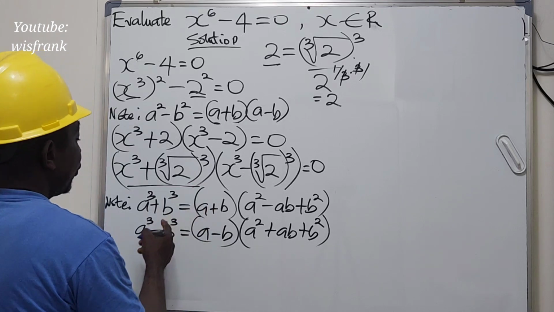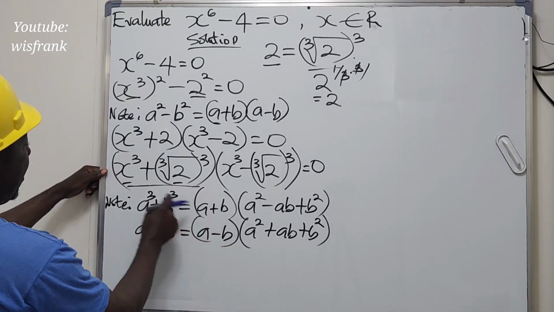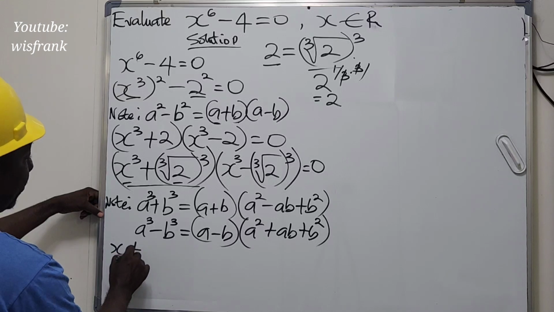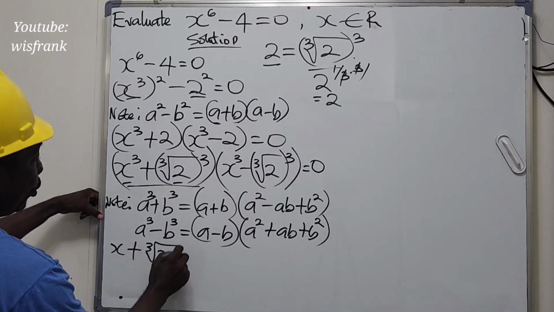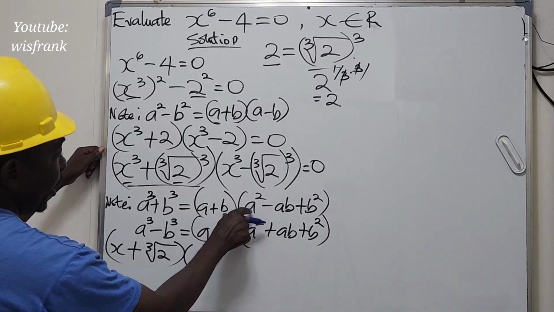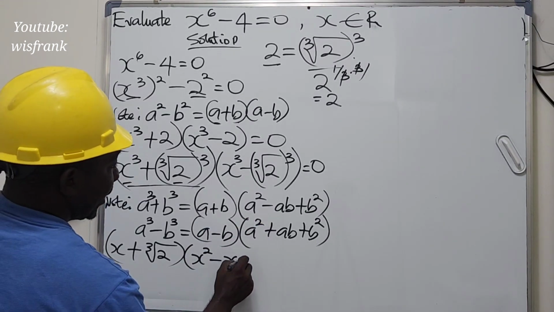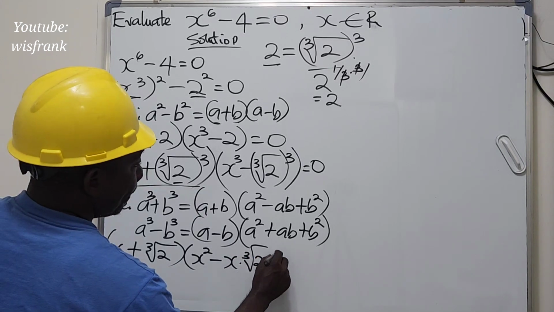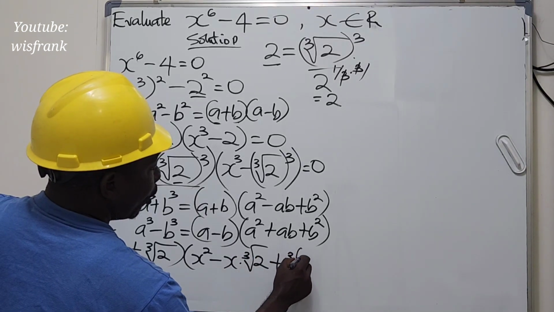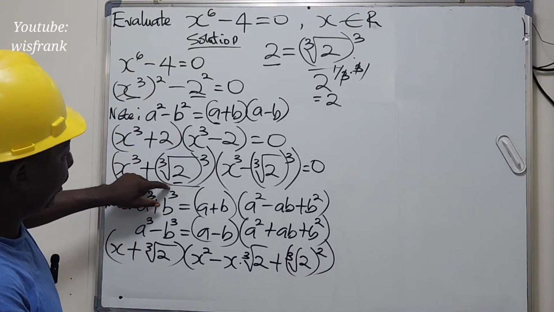Then this one is going to be, this is our a and this is our b. So here, this will become (x plus cube root of 2), all into (x to the power of 2 minus x times cube root of 2, plus cube root of 2 all to the power of 2). So this is for this place.